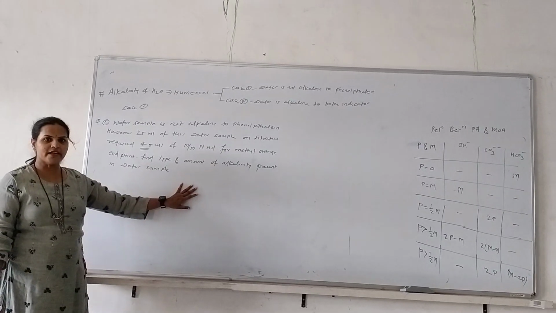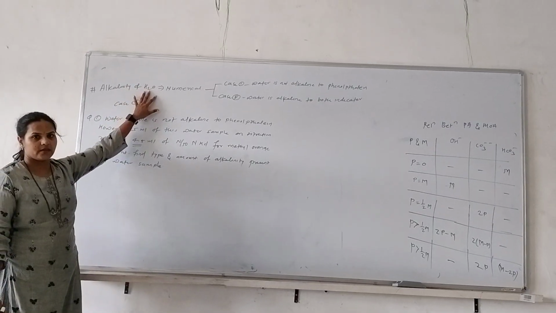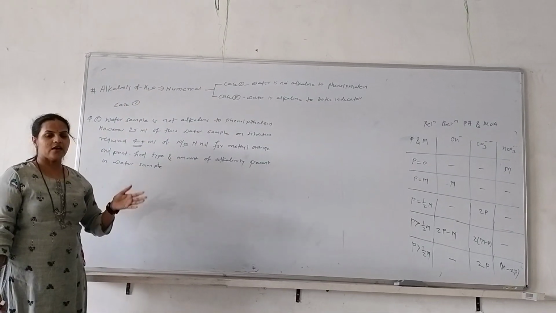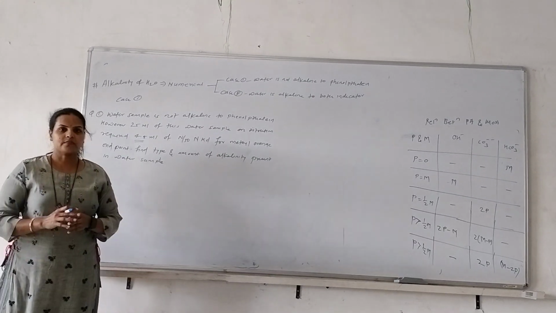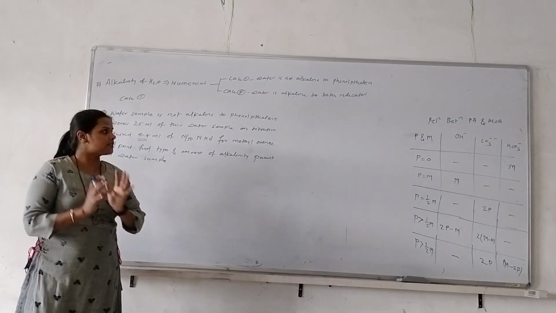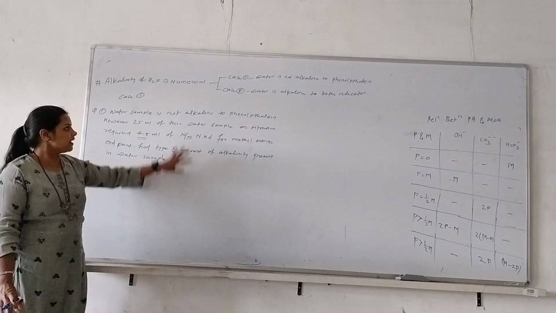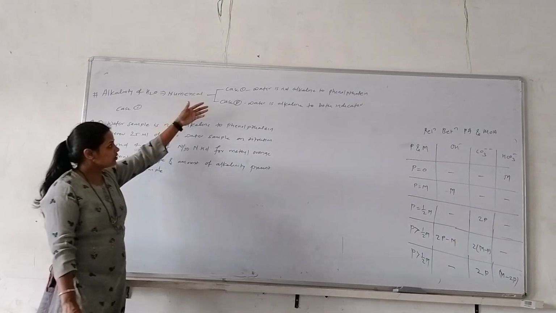Let's start numericals based on the alkalinity of a water sample. In the previous video, I already uploaded the theory of alkalinity of water, and then a demonstration on alkalinity of water. Let's see two cases related to alkalinity present in water. So what are the two cases?